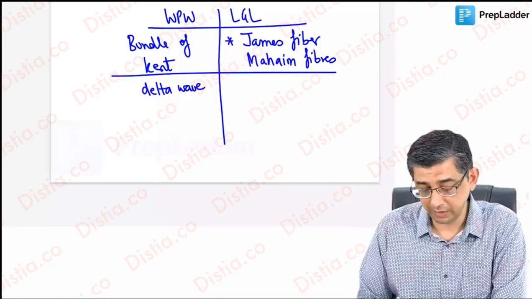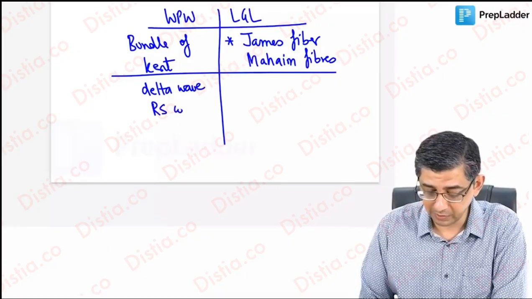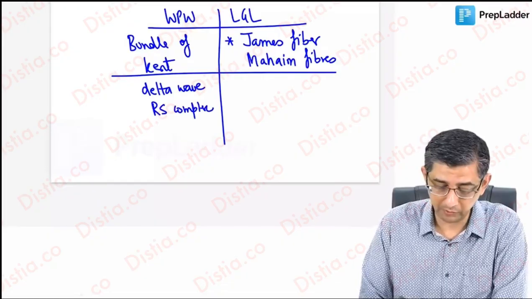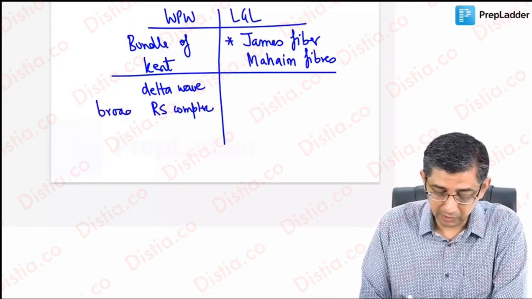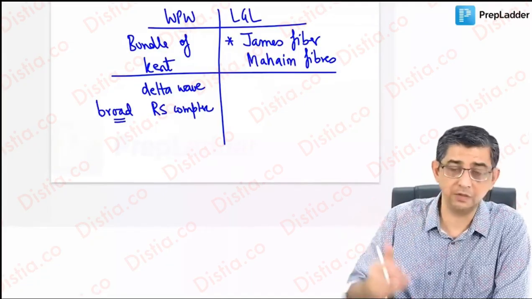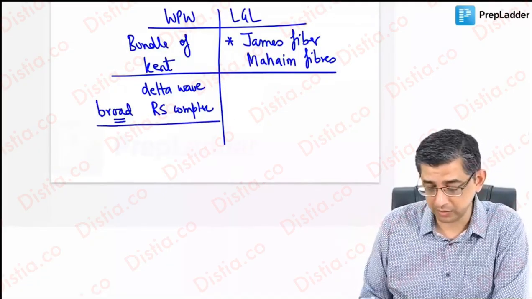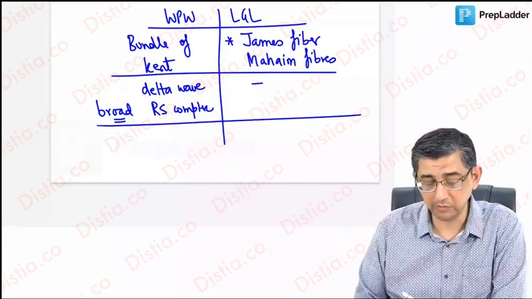And most importantly, when it comes to the QRS complex of these patients, it will be relatively broad. I want to highlight this fact. Whenever there's antegrade conduction, that is forward conduction via the short circuit, there's going to be a broad QRS complex. There's going to be no delta wave.